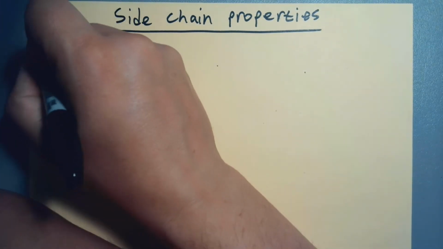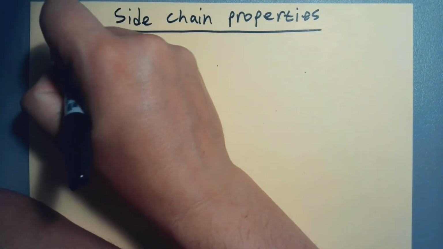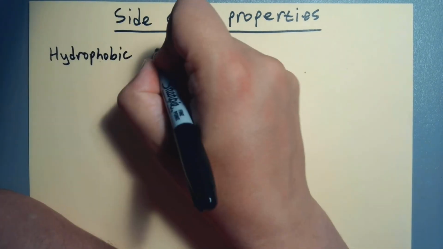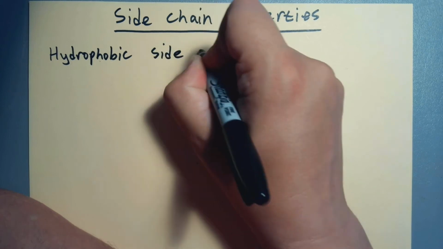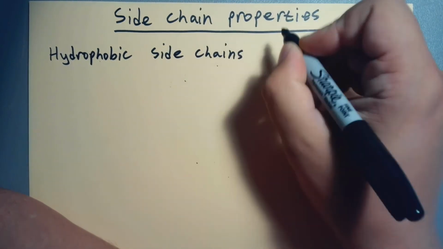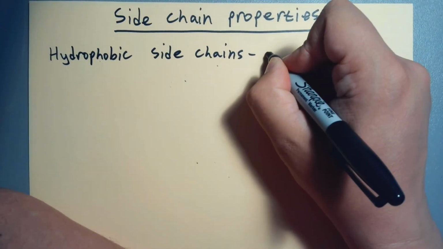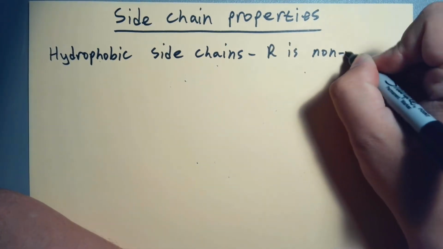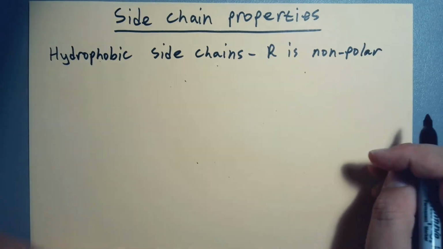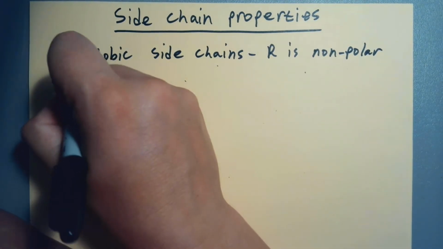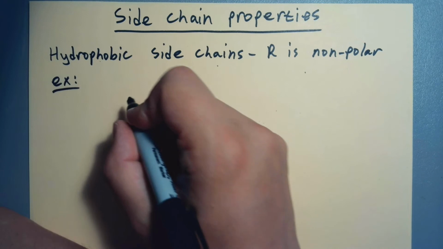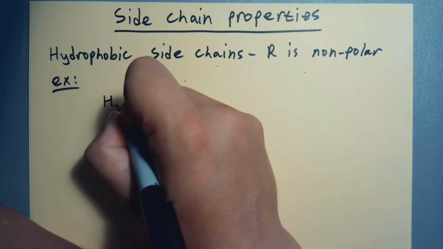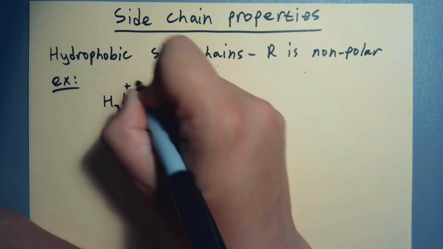And a really big one is you can have hydrophobic side chains. And what that means is that R is nonpolar. So for example, we could have an amino acid called alanine, and I'm going to draw these in their zwitterion form, because why not?